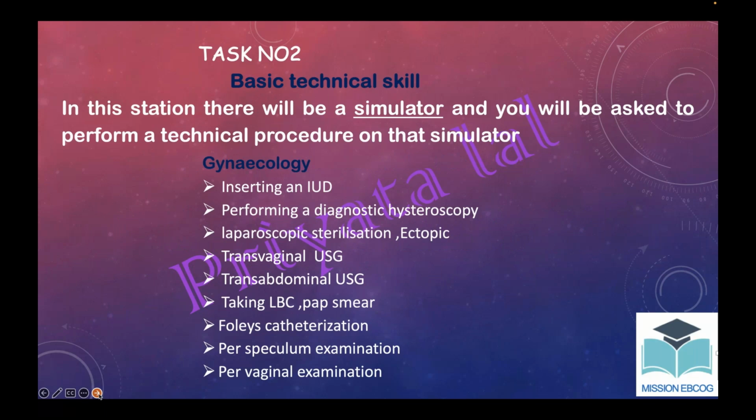Task number two is a basic technical skill. This task is unique to EBCOG, and this was not there in MRCOG. Here you will be given some simulator and you have to show a technical procedure. Usually this exam is done at a place where there is a simulation center, so that you can show your technical skill on the simulator.